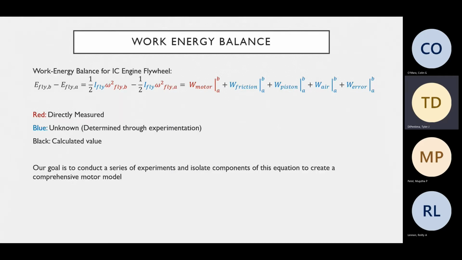Moving on to the work energy balance, we begin to think about how we can characterize the engine as a whole. So it was useful to define the work energy balance of the system as seen right here. Aside from what could be directly measured, the unknowns of the system are frictional work, piston work, work done by air, flywheel inertia, and an error work term that accounts for the discrepancy between the model and our experimental setup. These are terms that we need to derive experimentally.